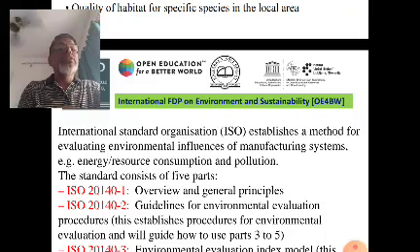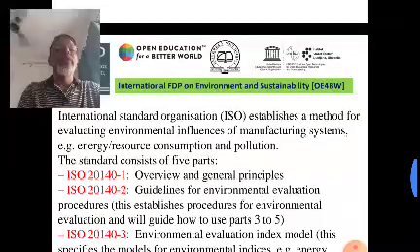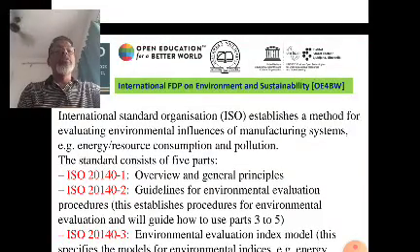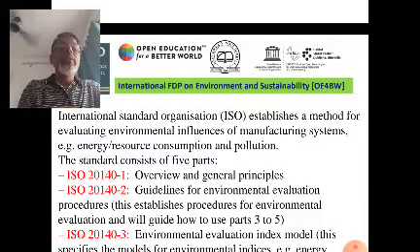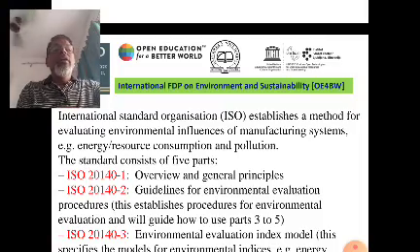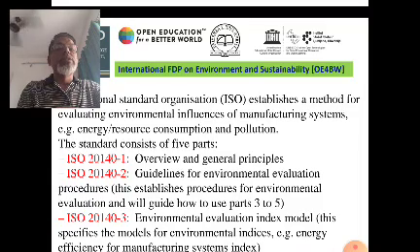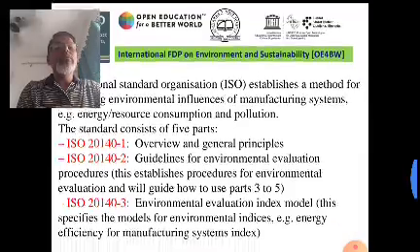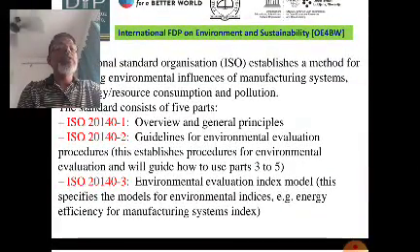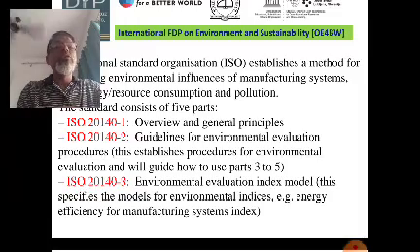Now, the International Organization for Standardization established a method for evaluating the environmental influence of manufacturing systems, that is energy, resource consumption and pollution. The standard is ISO 20140. There are 5 parts of this standard. The first part gives the overview and general principles. The second part is the guidelines for the environmental evaluation procedure. This establishes the procedures for environmental evaluation and will guide how to use parts 3 to 5.